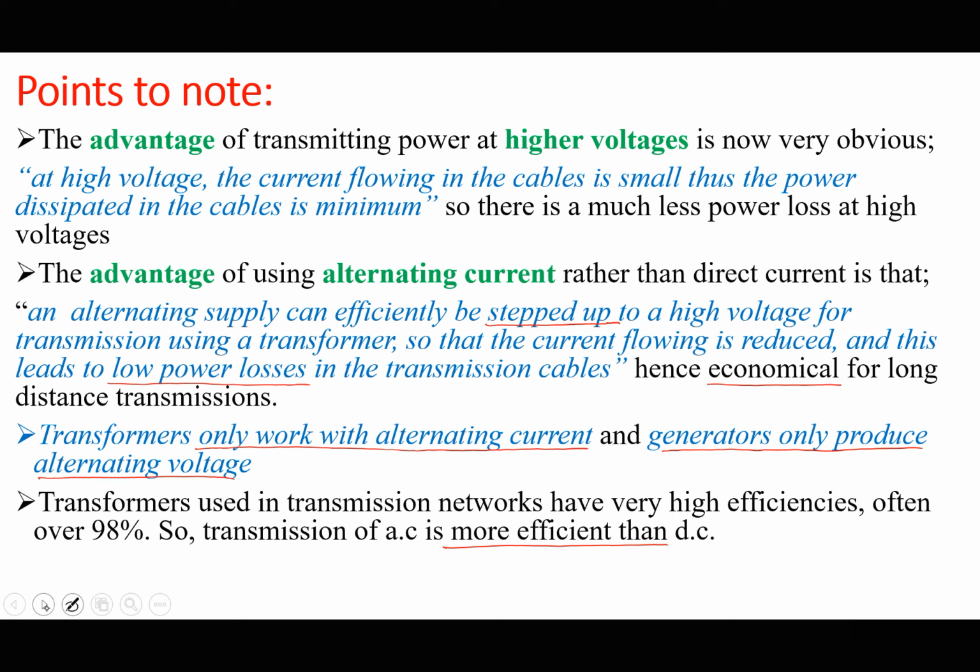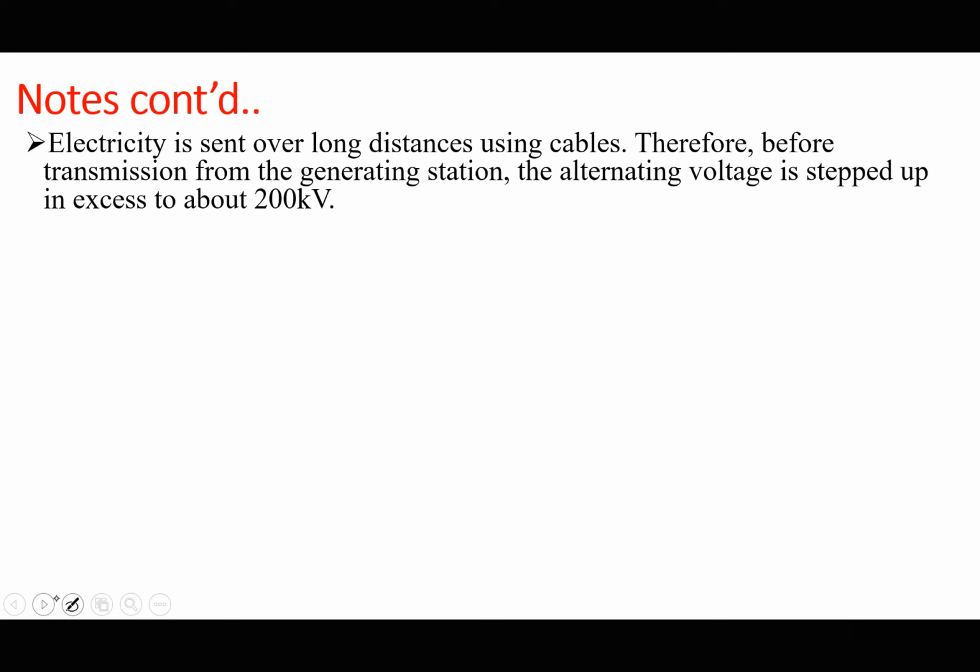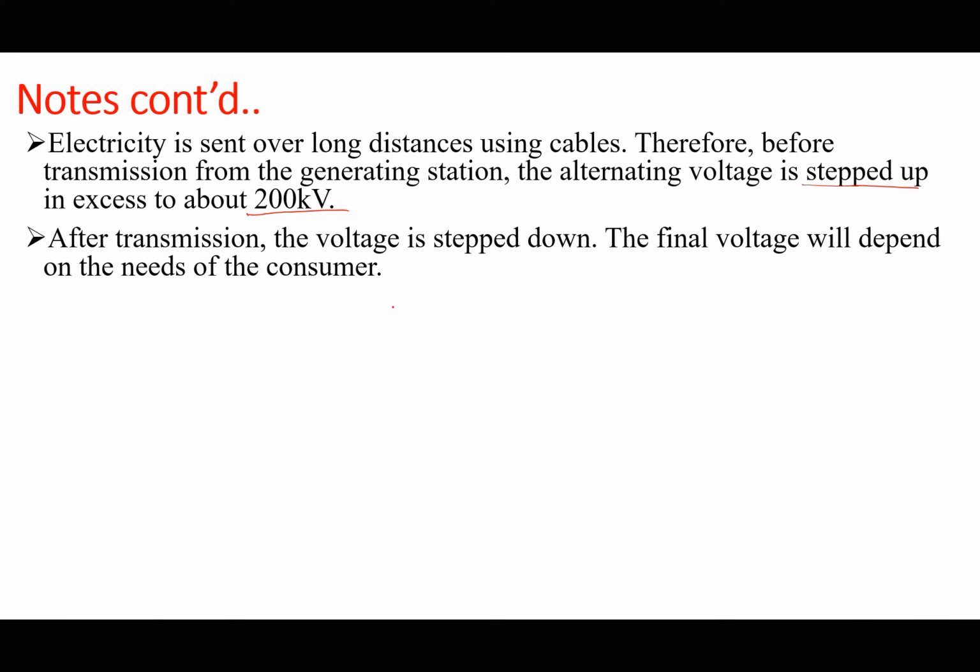Okay. So I have miscellaneous notes that people need to note, but they are not really very, very important for this level. Electricity is sent over long distances using cables. Therefore, before transmission from the generating station, the alternating voltage is stepped up to in excess of about 200 kilovolts. We have now known why it is stepped up. Then after transmission, when it reaches its destination, it is going to be stepped down. The final voltage will depend on what the consumer really wants.